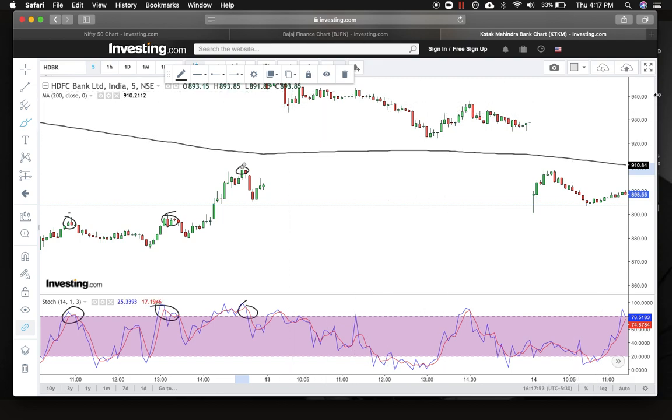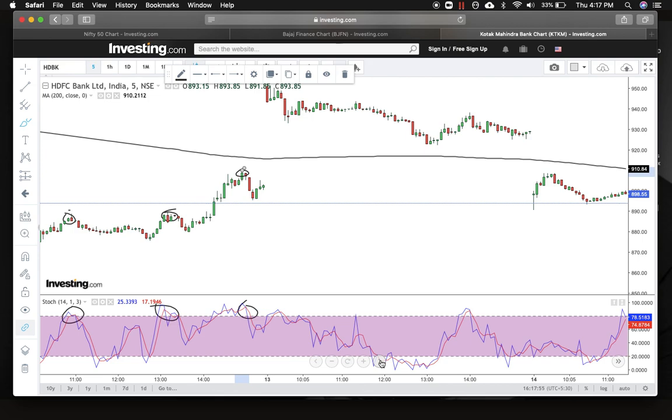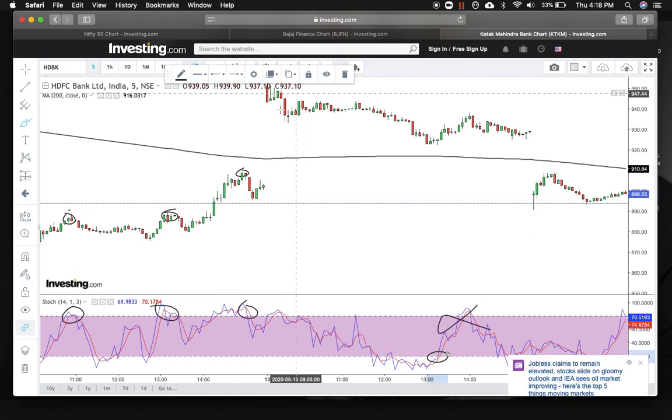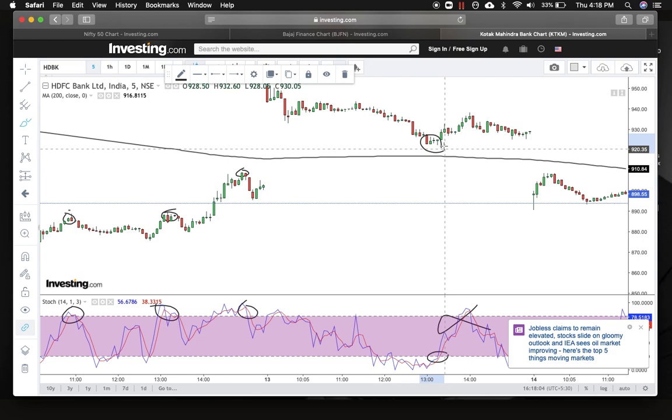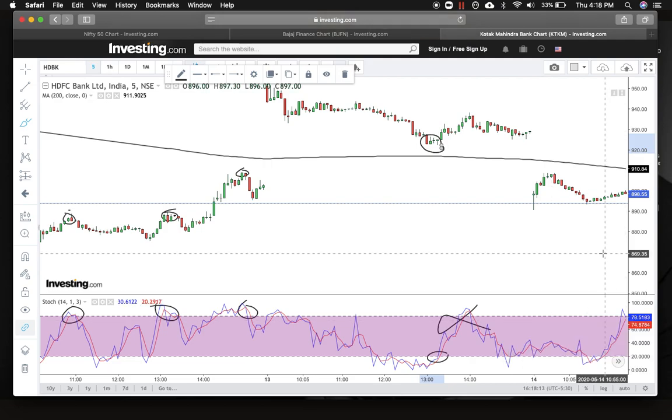So when the prices are above, I'm looking at a buy entry, so I ignore any sell entry on stochastic. I only take this buy entry. The entire day of the 13th, we only got one buy entry, and we can take a good price action entry here around 923. We made a good profit of 14 rupees in just a couple of minutes. So this is a really good scalping, short-term trading strategy that I've been using.